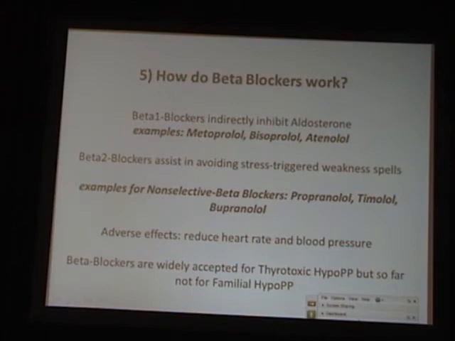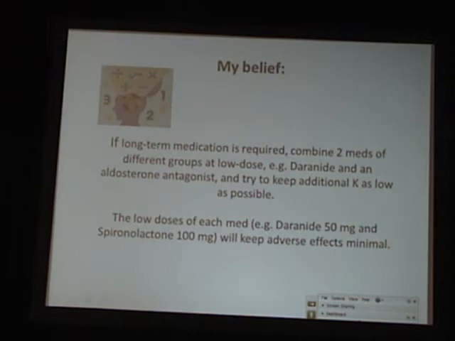Beta blockers, you have heard before that I'm fond of beta blockers because they take away the stress, they take away anxiety, and they indirectly inhibit aldosterone. And so non-selective beta blockers are a good thing that should be used more. They are, of course, widely accepted for the thyrotoxic subtype of hyper-PP, but they are not so often used in familial hyper-PP. What we regularly do is combine low-dose medications of different groups plus oral sodium intake, trying to keep the additional potassium intake as low as possible and trying to keep adverse effects minimal.